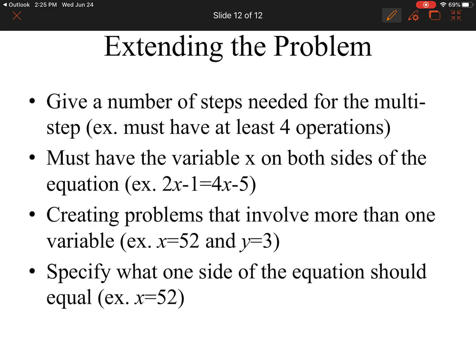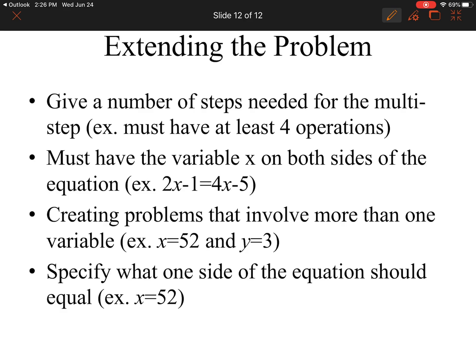So to extend this, I thought of a couple different ideas. You could give students a specific number of steps needed for the multi-step. So again, for my equations, the way I set up the problem, it had a minimum of 2 steps that were necessary in order to meet the requirements, but you could say, well, you have to have at least 4 operations in there if you wanted to.